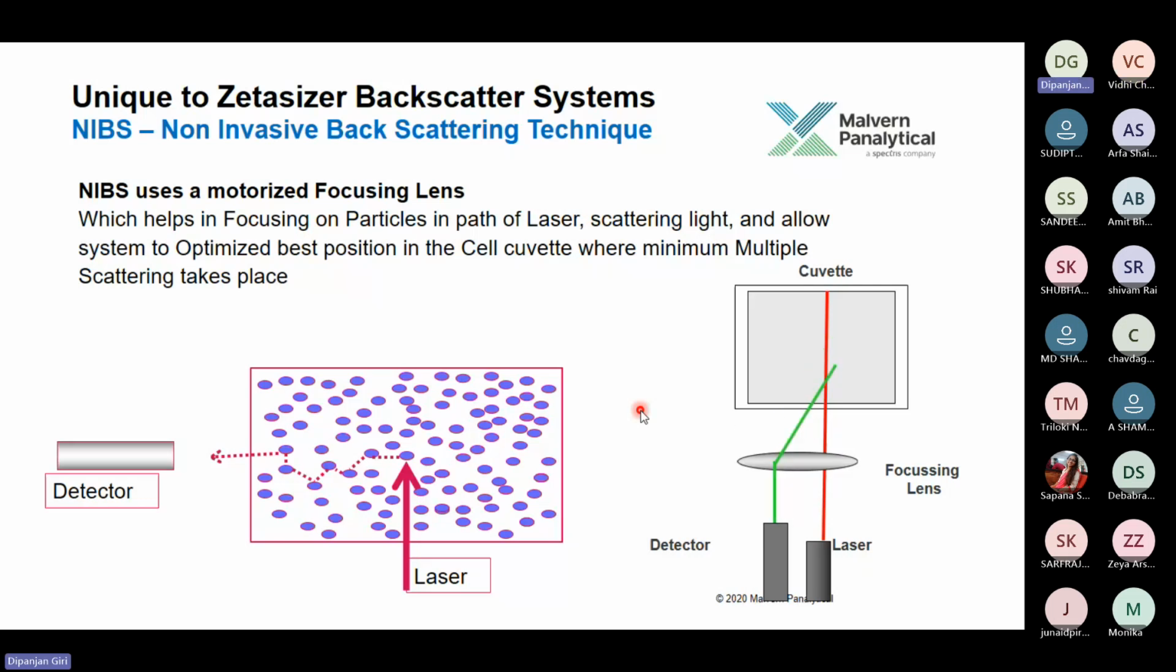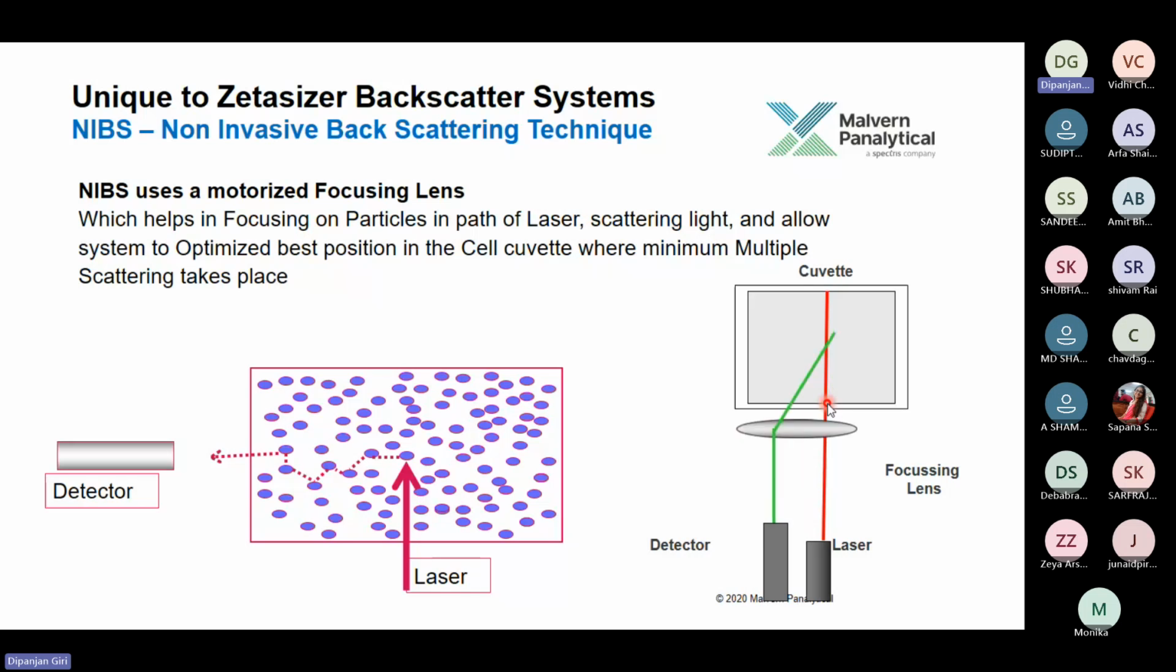So what it does is, for a small particle or a dilute sample, it measures close to the cell center to maximize the measurement volume and to minimize the flare. And for a very concentrated sample, we measure close to the cell wall to reduce the light path through the sample and hence minimize the multiple scattering.